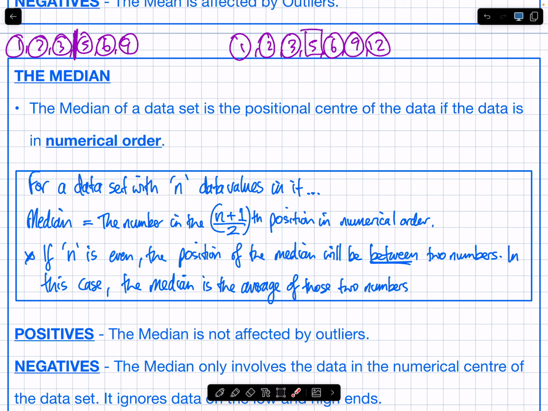So rules with the median: the data has to be in number order. For a data set with n data values in it, the median is the number in the (n plus 1) over 2th position in numerical order. That's crazy right now, that doesn't make sense maybe, but I'll show you. And then this rule here, the star, is the explanation for how you handle the even numbers like you were asking about. If n, the number of data, is even, the position of the median is going to be between two numbers. It was between 3 and 5. In this case, the median is the average of those two numbers. So what's the average of 3 and 5? 3 plus 5 is 8, divided by 2, the median is going to be 4, but the median isn't one of the numbers. Whereas here, is the median one of the numbers? Yeah. The median is 5, because 5's in the middle.